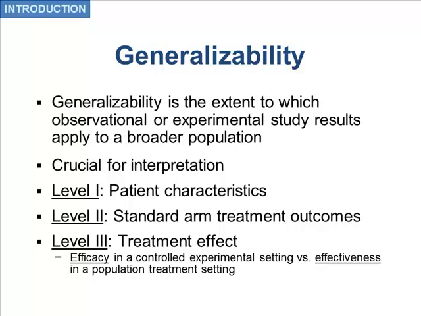And I think it's useful to characterize generalizability according to three levels. At the first level, we're concerned about whether patient characteristics are representative. However, even if representative, this has to be translated into meaningful outcome differences in order to be meaningful. And then finally, at level 3, we're interested in whether the treatment effect itself is generalizable. That is, does efficacy in a controlled experimental setting translate to effectiveness in a population treatment setting?